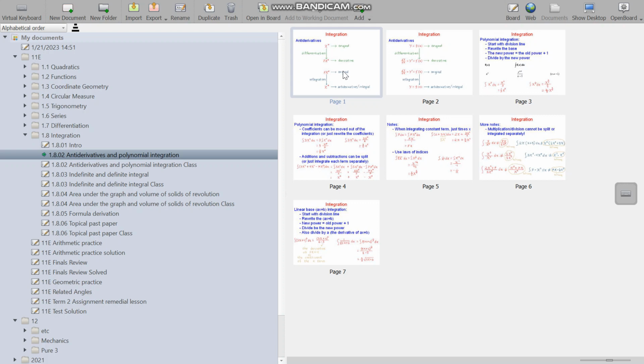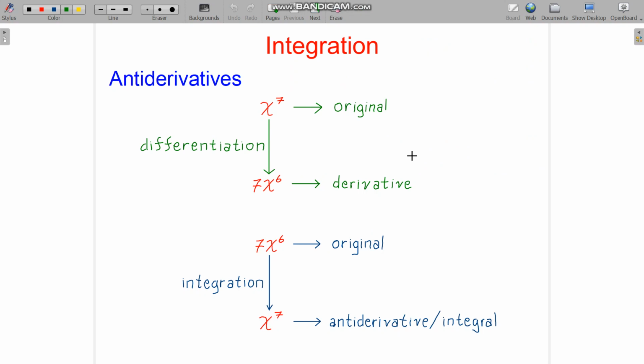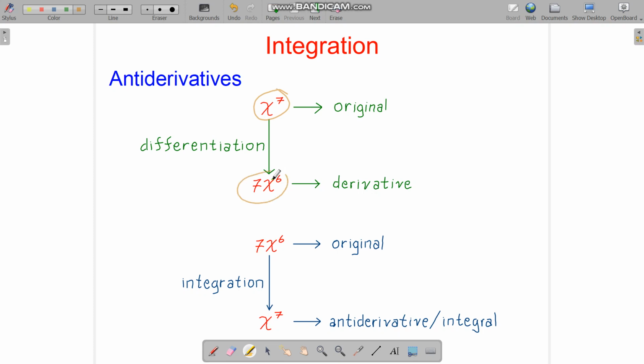Hello everyone, this video is about antiderivatives and polynomial integration. If we have x to the power of 7, the derivative, when we differentiate, we get 7x to the power of 6. Integration is the reverse process. So 7x to the power of 6 becomes x to the power of 7.